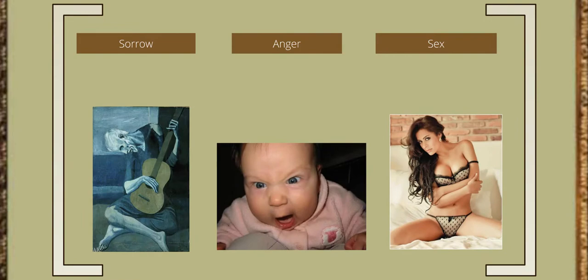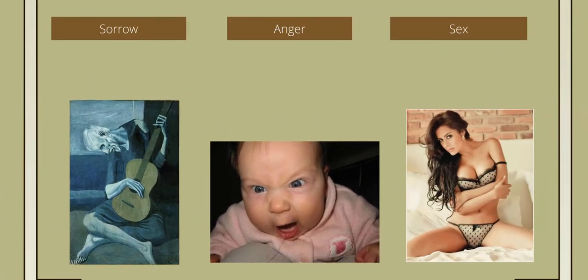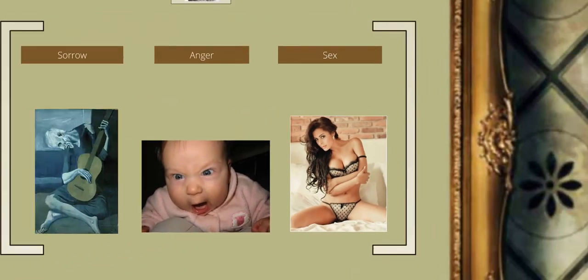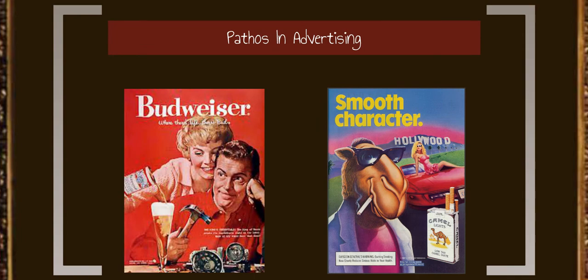Pathos represents an appeal to the audience's emotions, like sorrow, anger, sexual desire, or humor. You often find examples of pathos in advertising.